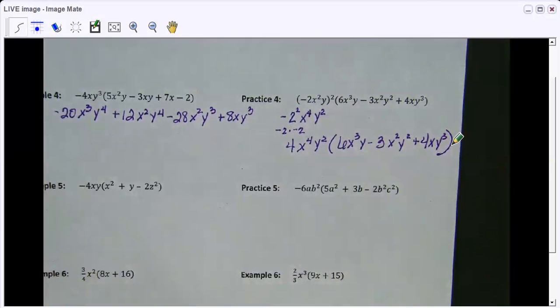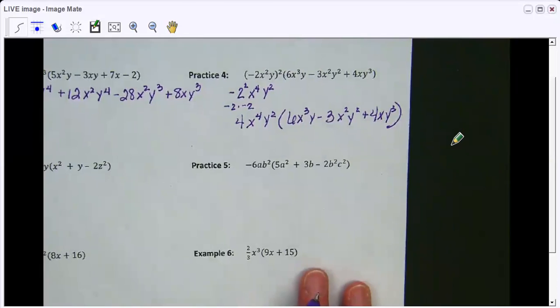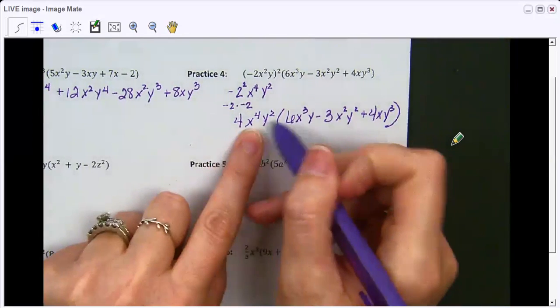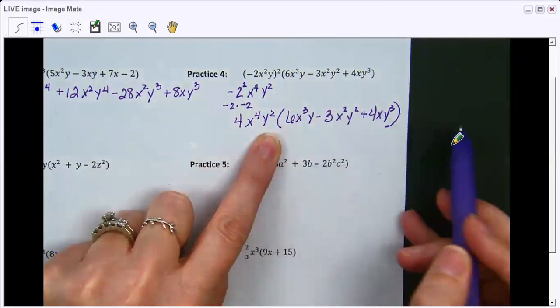Okay. Are there any questions so far on what I've done? Okay, so all I did was I distributed this exponent of 2 to everything on the inside of the parentheses. On each side? No, just on this first side. Now I'm going to distribute 4x⁴y squared to every term.